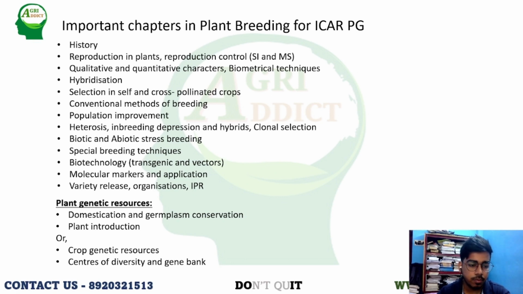Those topics only. Then moving to plant genetic resources, either you read first the B.D. Singh book chapters like domestication, germplasm, conservation, plant introduction, or the Kundan Singh book, crop genetic resources, centers of diversity, and gene banks. As you wish, you can read the B.D. Singh book first, or the Kundan Singh book first, and then the second book. But remember to read both books for those chapters, because something is not written in the B.D. Singh book, but that thing is written in the Kundan Singh book. Something not written in the Kundan Singh book is written in the B.D. Singh book.